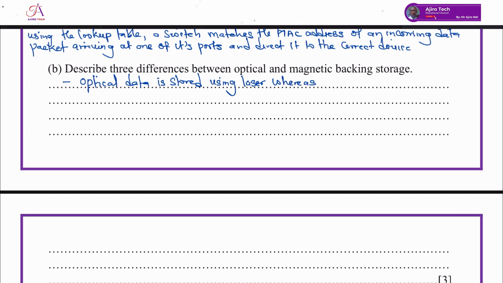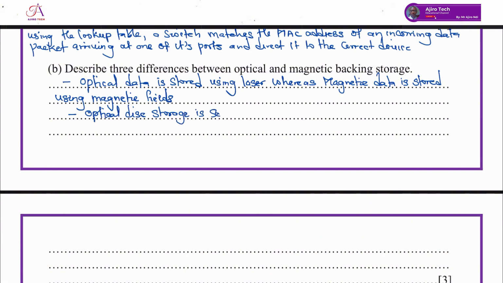whereas magnetic data is stored using magnetic field. Optical disk storage is serial. That means you can only access the data as it was stored, whereas magnetic storage is direct.